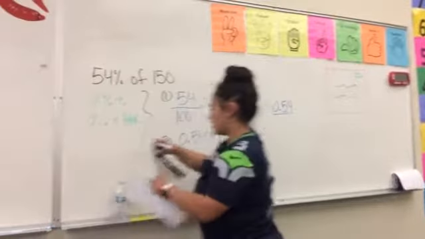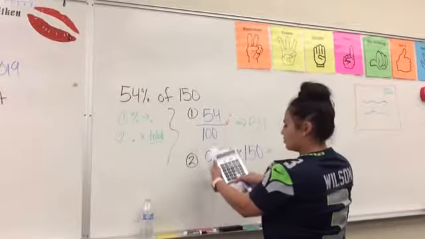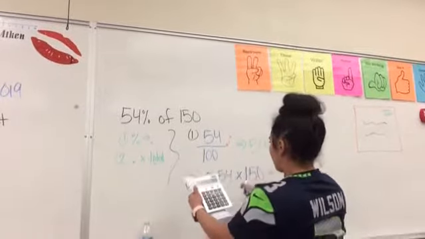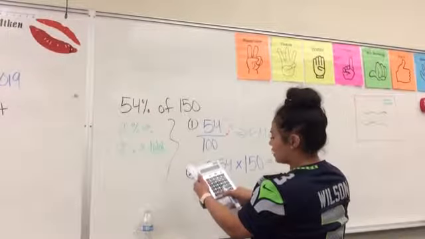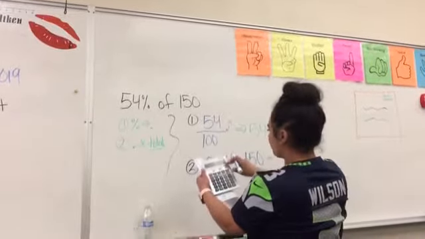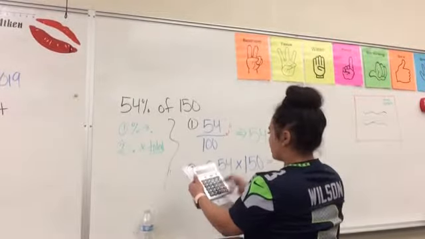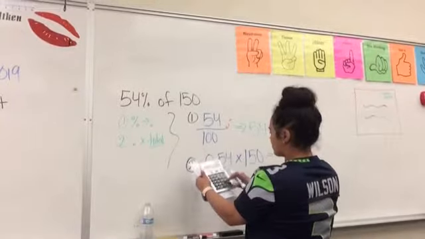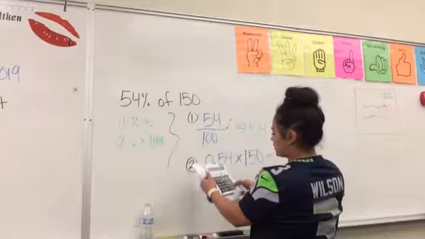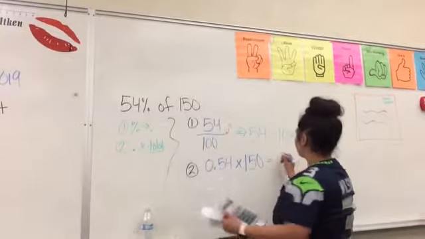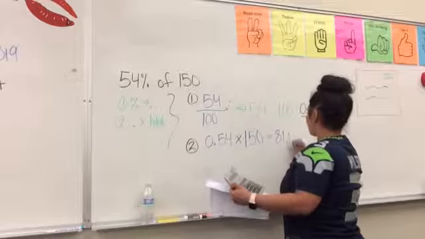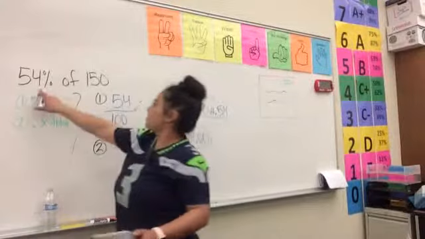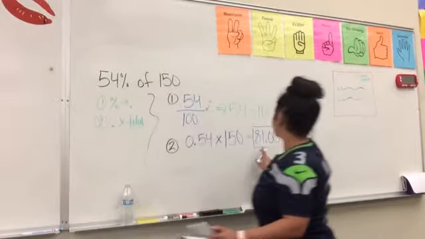When I put that into my calculator, reminder, we can't get rid of the point. Whoops, sorry, I made a mistake. 0.54 times 150 equals 81.00, or just 81. And I got my answer. So 54% of 150 is 81.